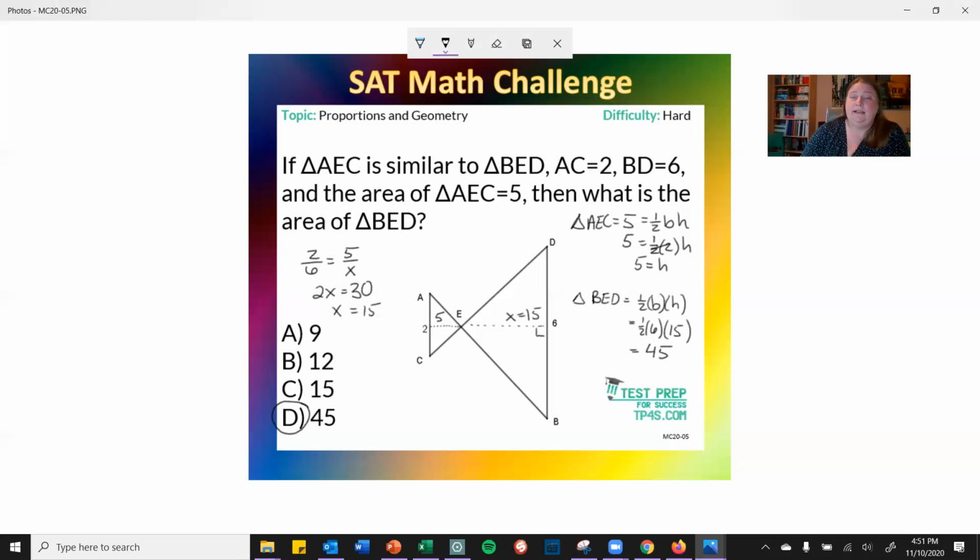Okay, so again, I used that area formula, 1/2 base times height. I started with my known values of 5 and 2 and calculated the height was also 5. I then used this 5 and set up a proportion to get the height of the larger triangle, which was 15. And then I went back and used the formula for area one more time. This time I knew the base was 6, the height was 15, and I was able to get 45 for my final answer.